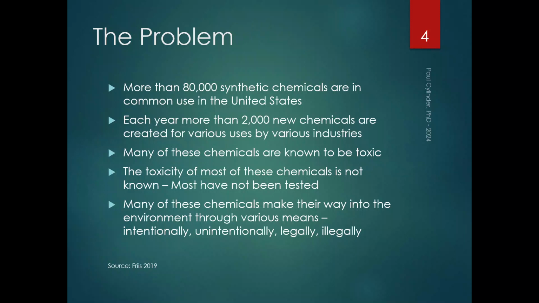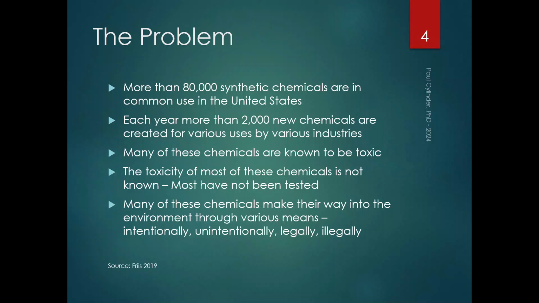And each year, across a wide range of industries, the chemical industry is creating more and more new chemicals, adding to that 80,000. It's estimated about 2,000 new chemicals are created for various uses in various industries every year. Many of these chemicals are known to be toxic. Most have not been studied for their toxicity specifically. And in fact, for most of them, we don't know whether they are toxic or not.